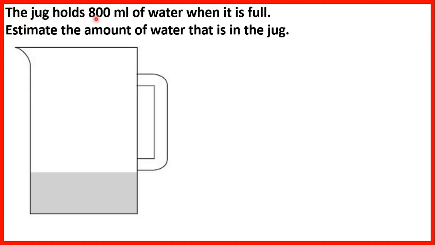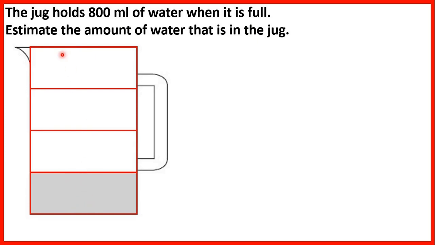The jug holds 800 millilitres of water when it is full. Estimate the amount of water that is in the jug. So we can see that the amount of water, if we copy an area the same size, is about 1/4 of the jug, and the total capacity of the jug is 800 millilitres. So we can find the amount of water by finding 1/4 of 800.